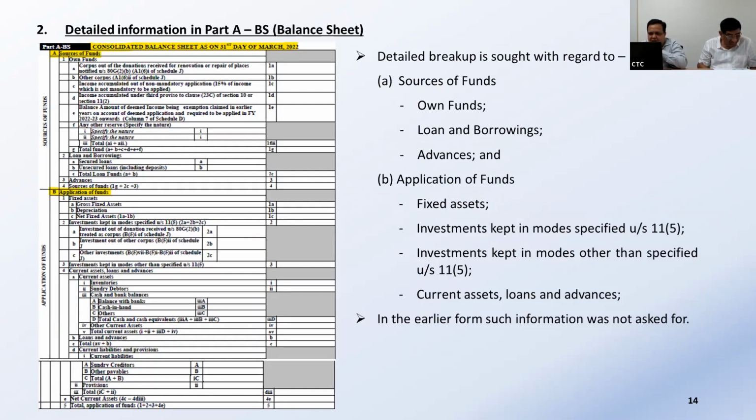Now, detailed information in the balance sheet, again there is a lot of breakup required. Detailed breakup is sought with regard to sources of funds. Again, precise details are asked about own funds, loans and borrowings, advances, and application of funds, such as fixed assets, investments kept in the mode specified in section 11.5, and other than section 11.5, current assets, loans and advances. In the earlier form, such details were not required. Again, this is a repercussion of all the amendments made by the Finance Act 2022 and the earlier acts. If there is any question, keep watching.